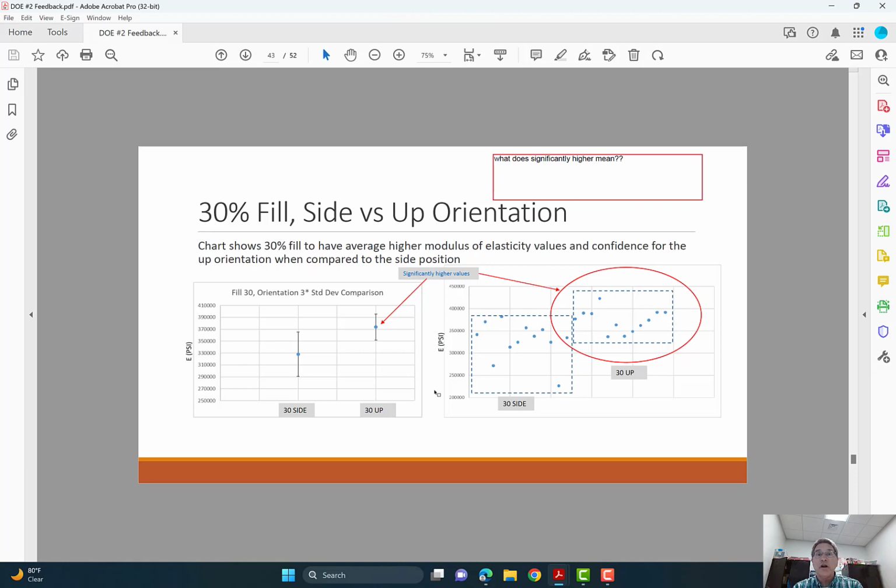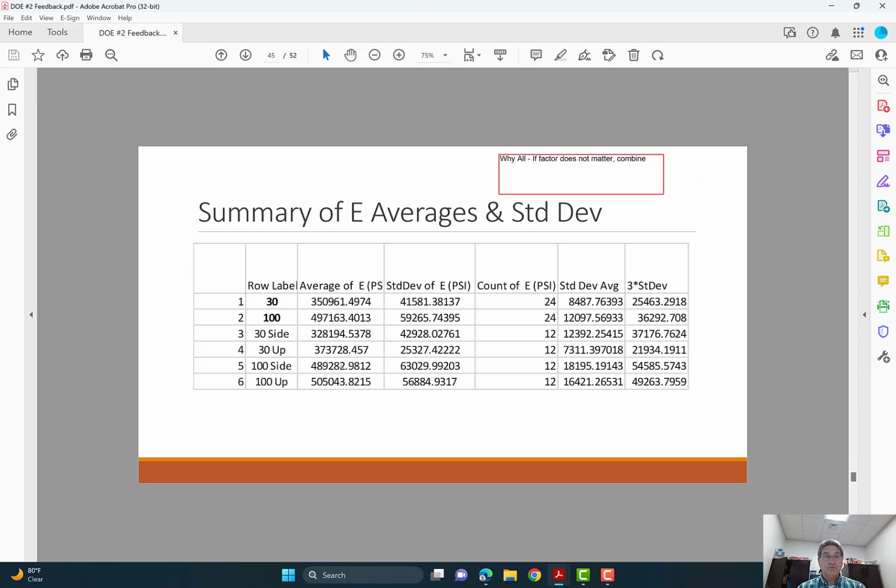So I can average it all together as an estimate of what the modulus is for 100. So in this case, all the side and up should have been brought together and just given that number right there. So whammo, you didn't need side and up for 100. You need 30 side and 30 up because you determined that the factor orientation does matter for 30.